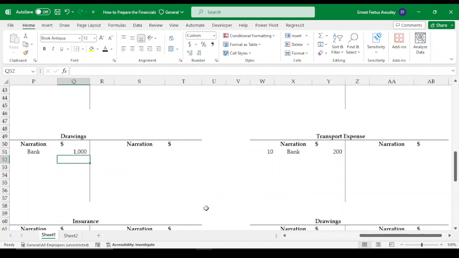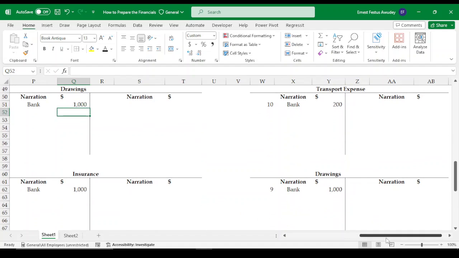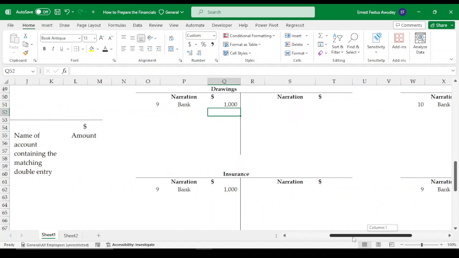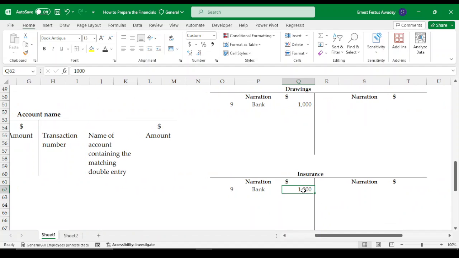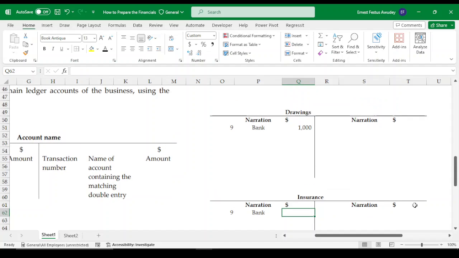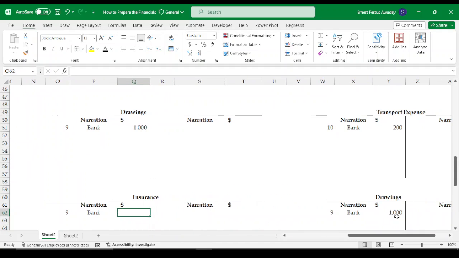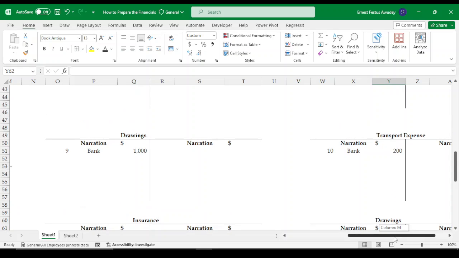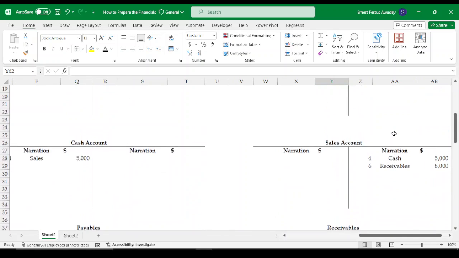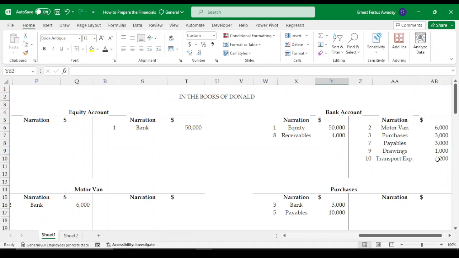Okay. So what I will do is that I'm going to delete this. I'm also going to delete this one. Okay, so that we'll have the amounts right there.